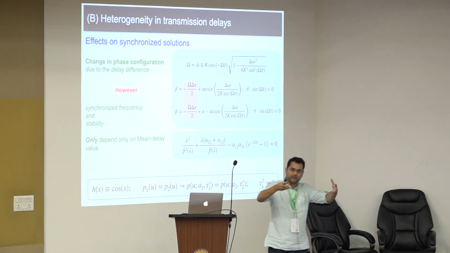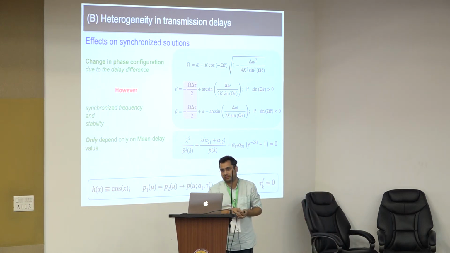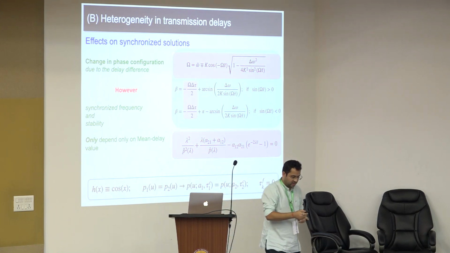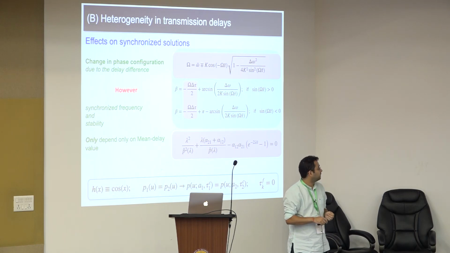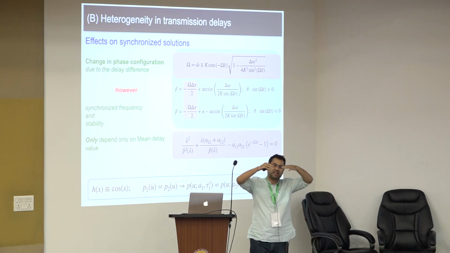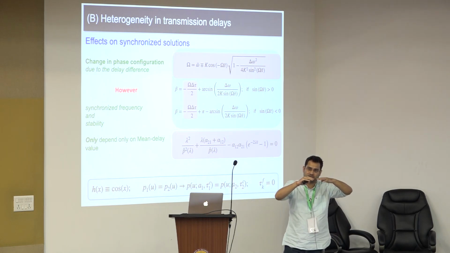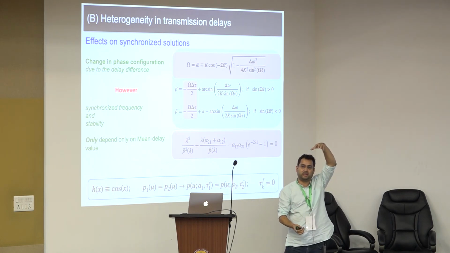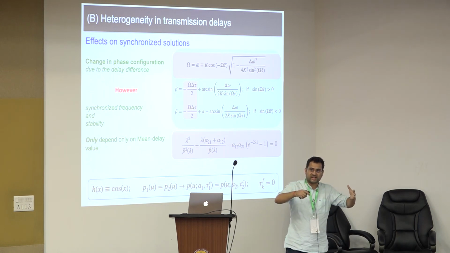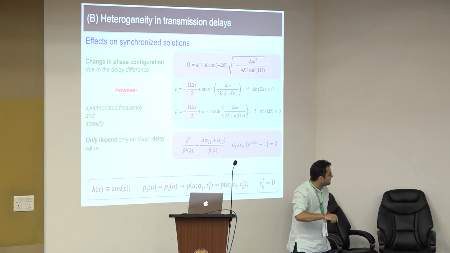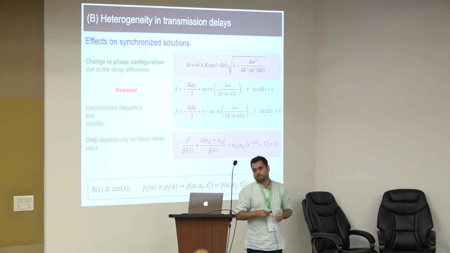So beta is the phase difference, which gives you the phase configuration between these PLLs. On the other hand, there is no dependency of heterogeneity on omega. That means it only depends on the mean value. So if we keep the mean value of the transmission delay the same and increase the heterogeneity, we do not change the value of omega, that is the collective or synchronized frequency, or the stability of that frequency, but we can change the phase configuration of the system.